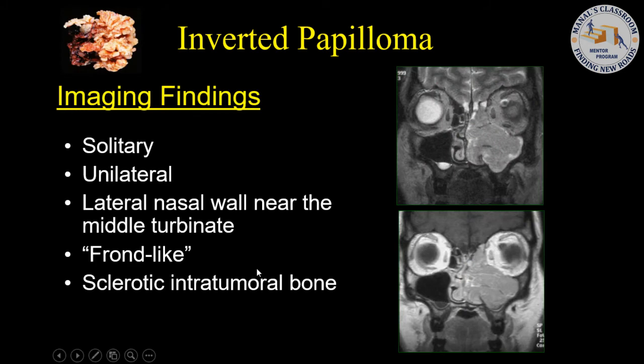They also tend to be unilateral. They involve the lateral aspect of the turbinate. And again, another example of the typical finding of inverted papilloma. Again, I want to point out that cauliflower, or if you will, cerebriform appearance to it.